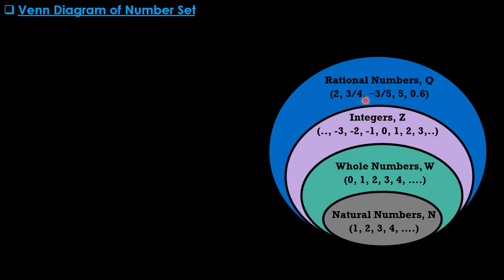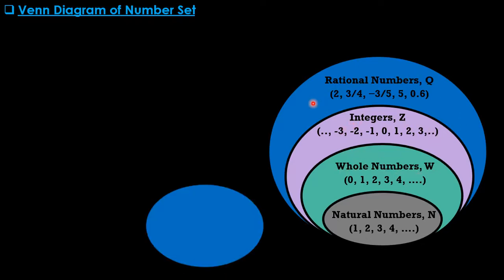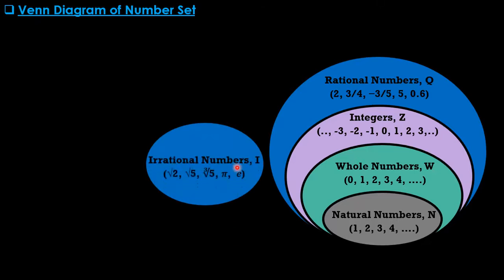2, 3 over 4, minus 3 over 5, 5, 0.6 are some examples of rational numbers. So again: rational numbers Q, integers Z, whole numbers W, natural numbers N. Natural numbers are a subset of whole numbers. Whole numbers are a subset of integers. Integers are a subset of rational numbers. Now irrational numbers, I, are separate from these.